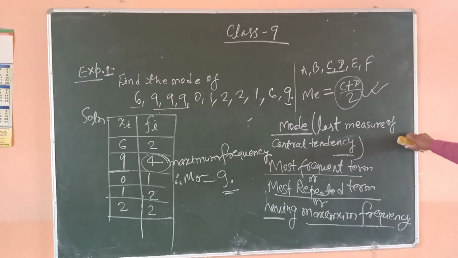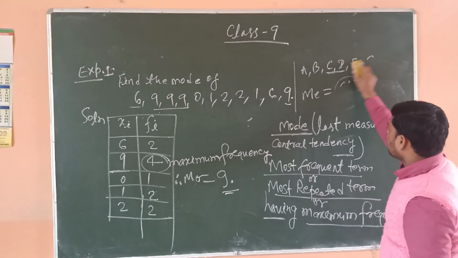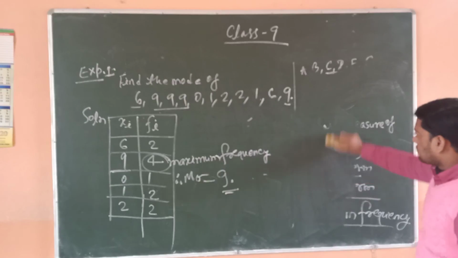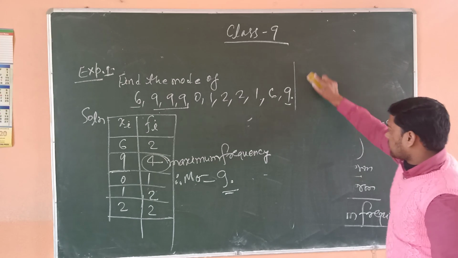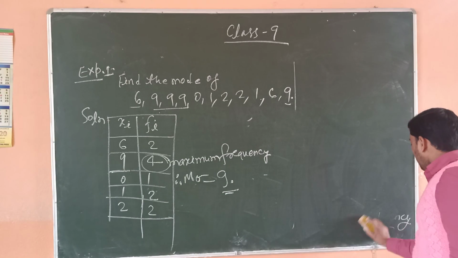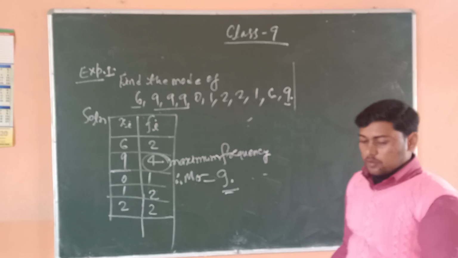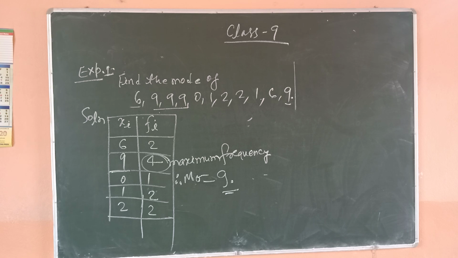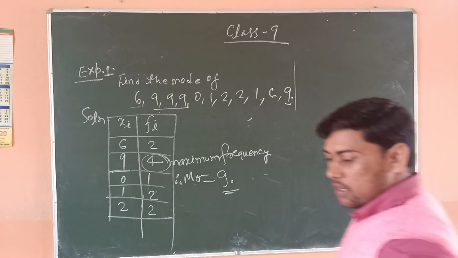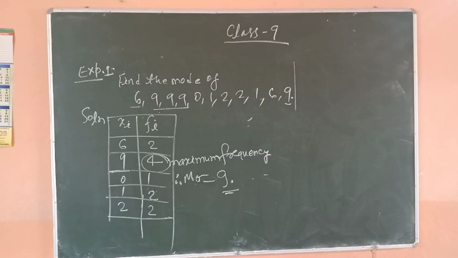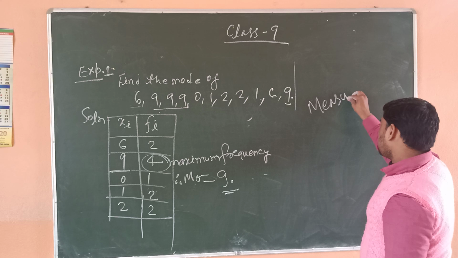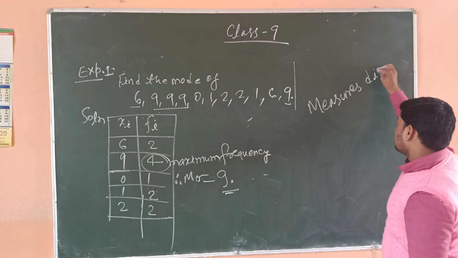Thus, measures of central tendency is over. After measures of central tendency, we have to study measures of dispersion, but it is not in class 9 and not in class 10. In class 11, we have to study measures of dispersion.